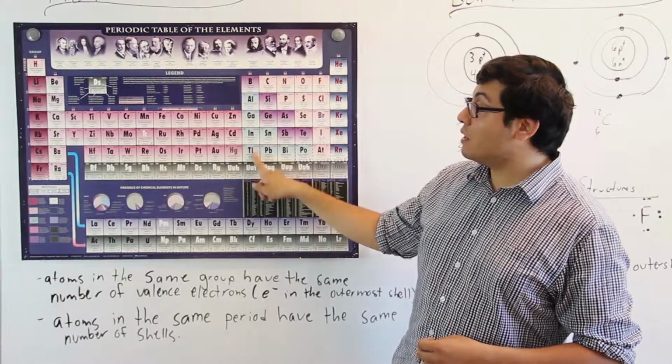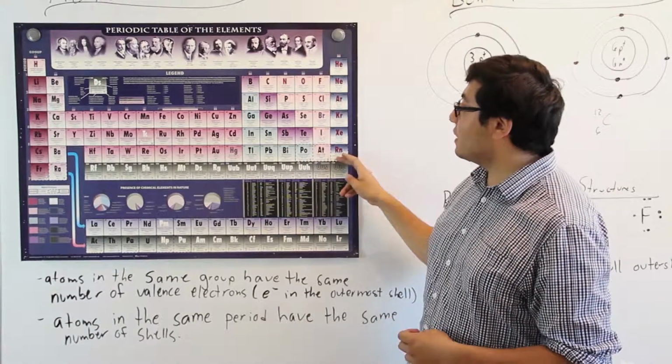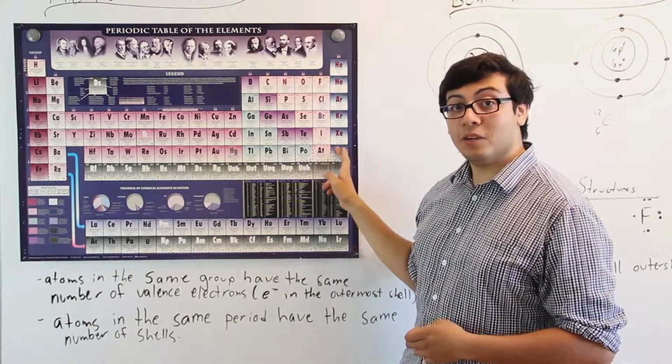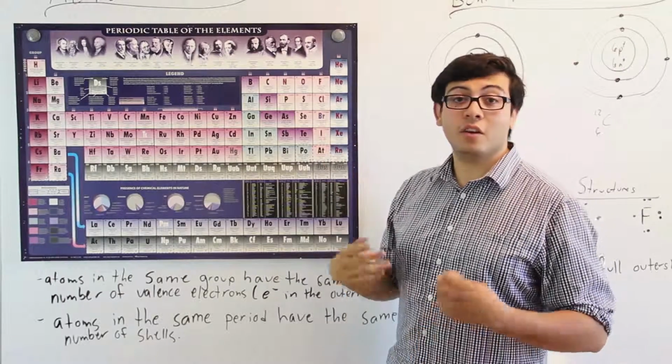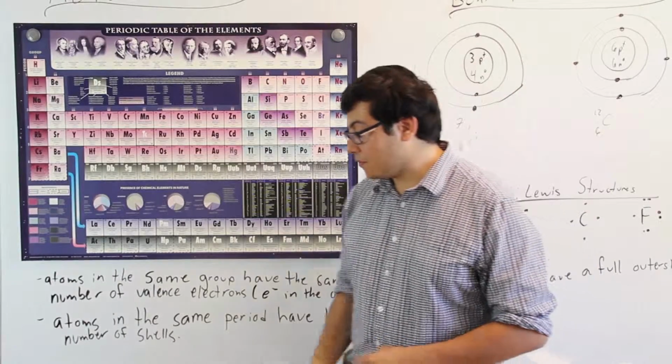This over here is group 3, 4, 5, 6, 7, 8. We'll come back to these guys in a moment, but recall that they're very special because they're the noble gases. They're called noble because they're inert, they don't react. There's a reason for that.